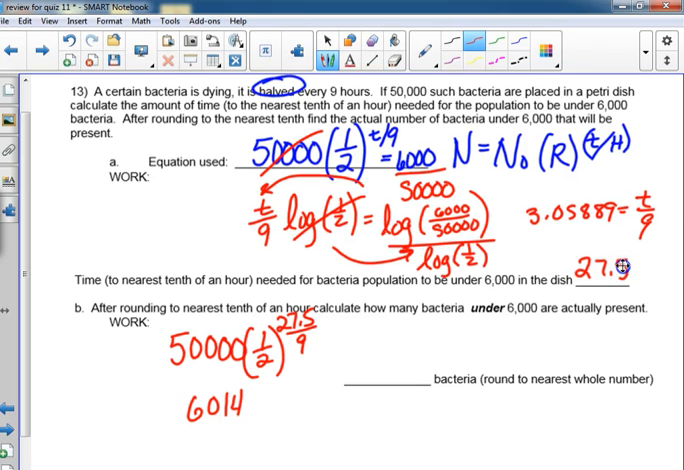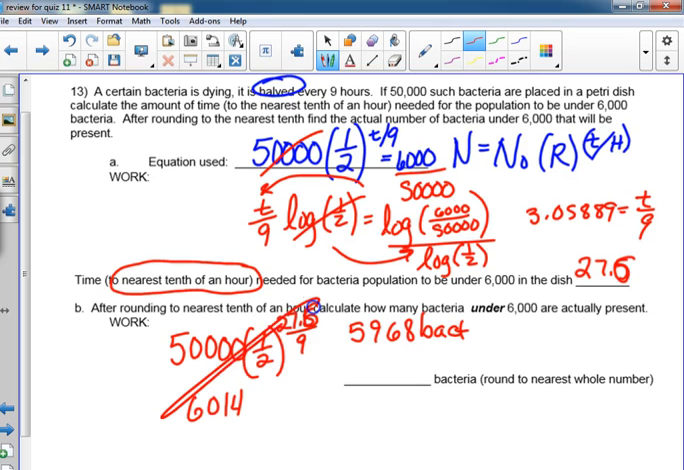So I need to change this to what? It says to the nearest tenth, but it's the nearest tenth that will take us under. And so we need to round this up to 0.6. If you're not sure, just try, right? Plug it in and see what happens. If we round it to 0.6, now we have 5968 bacteria, which is great because it's supposed to be under 6,000.